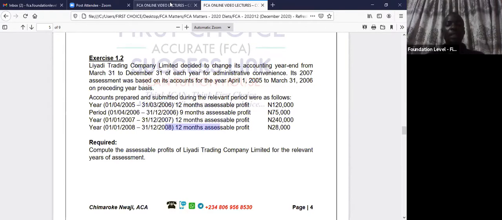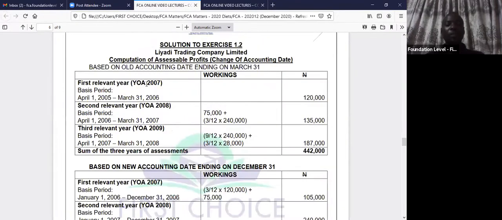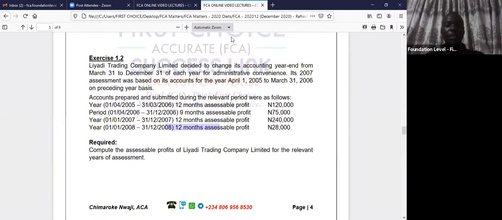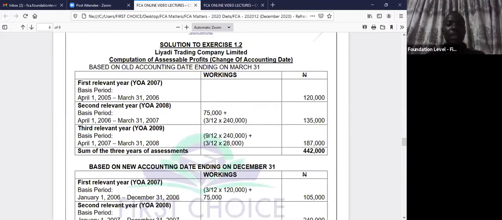So if you look at it here, 2007, you pretend as if, so 2007, normally, we are doing it based on the old accounting year. So you see, you pretend as though they have not asked for change. March 31st, ending it. Mind you, they must be in preceding year basis. Everything you're doing here is preceding year basis.